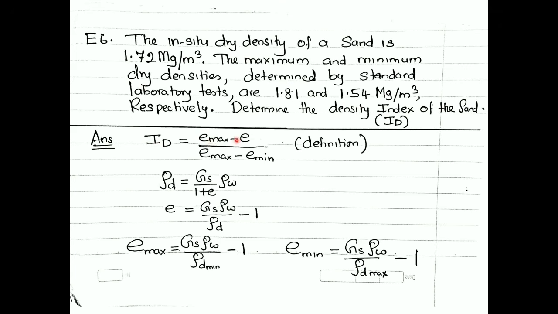ID is equal to e max minus e over e max minus e min, that is the definition. Rho d is equal to Gs over 1 plus e into rho w. Check this equation, 14a I think. Then making e the subject, e is equal to Gs rho w over rho d minus 1. Then e maximum corresponds to rho d minimum, with rho w constant. e minimum corresponds to rho d max, Gs rho w over rho d max minus 1.